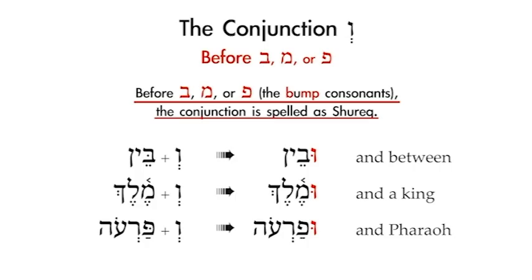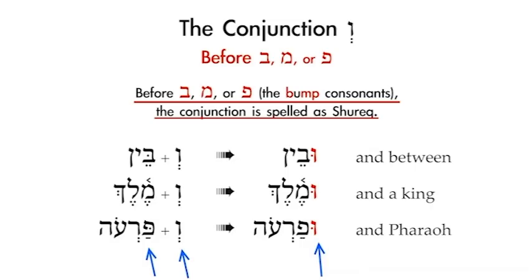So as you look at our initial form, here you have the vav with the vocal schwa, and here you have our nouns that are nice and easy to see. One begins with bet, one begins with mem, and one begins with pe. But when you add them to the words in this right column, you'll observe that the vav with vocal schwa has now become a shureq, or the unchangeable long vowel shureq.